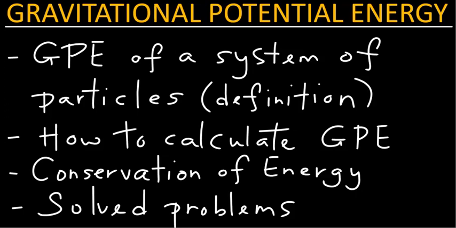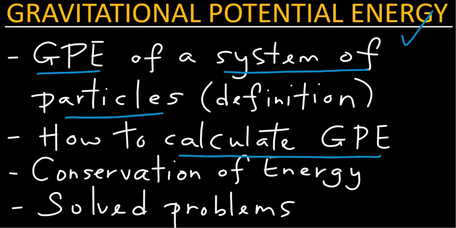In this video, we will talk about gravitational potential energy. In particular, we will define the gravitational potential energy of a system of particles. We will show how to calculate this gravitational potential energy for such a system of particles, and we will associate the law of conservation of energy with gravitational potential energy. Finally, we will solve a few problems based on these concepts.